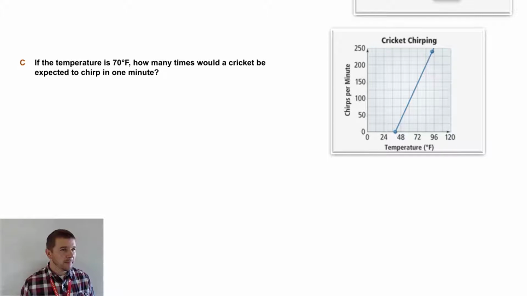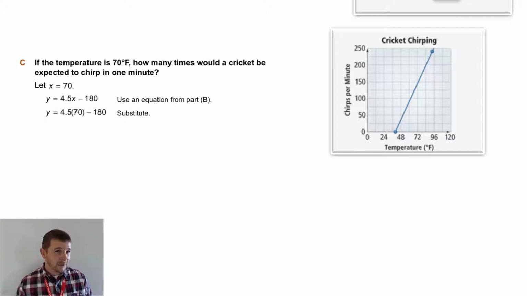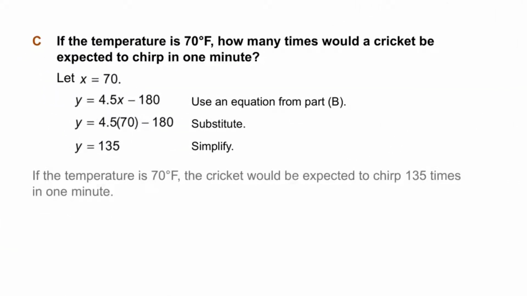Finally, part C. If the temperature is 70 degrees Fahrenheit, how many times would a cricket be expected to chirp in 1 minute? Well, we'll let our input value x equal 70 to represent 70 degrees Fahrenheit and substitute. Y equals 4.5 times 70 minus 180. And that's 135. So we can state in a complete sentence, if the temperature is 70 degrees Fahrenheit, the cricket would be expected to chirp 135 times in 1 minute.